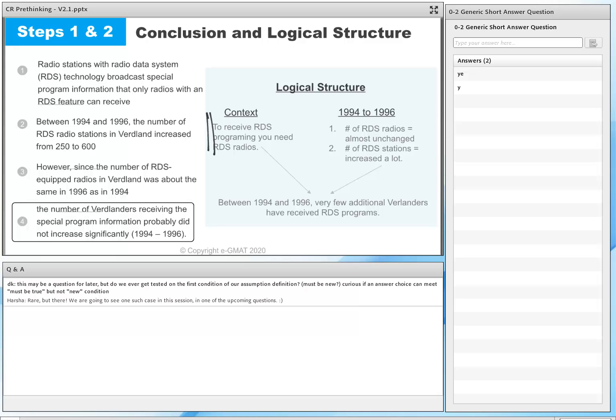The context says that to receive RDS programming, you need an RDS radio, and the transmitting station or tower. Both of them need to have RDS technologies. Between 94 and 96, the number of radios that people had remained unchanged. The number of stations increased a lot. So based on this, the author is saying, hey, the number of Erlanders who receive special program information more or less remains the same.